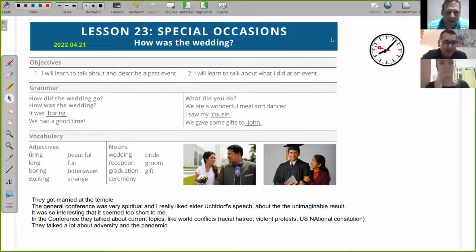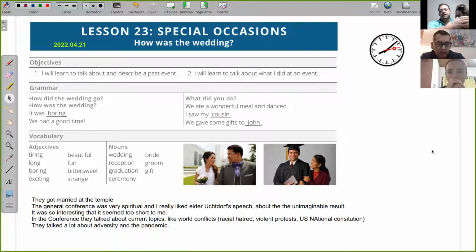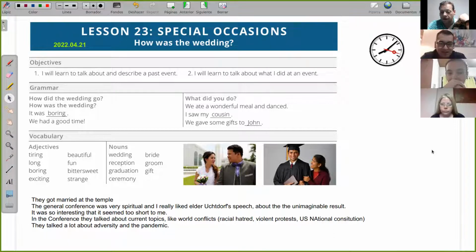Last lesson, two weeks ago, we learned how to invite somebody to a future event. But now we are going to talk about how was the event. We are going to talk in the past tense. The simple past. We will use the simple past to refer to a past event. Okay?